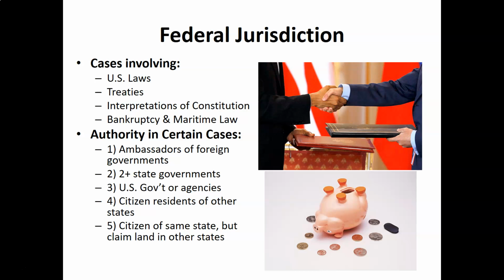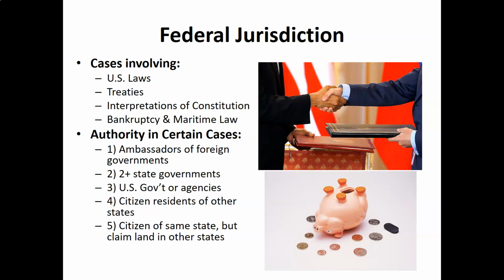All right. Now, they have authority in certain cases. So if you have ambassadors of foreign governments, that's federal jurisdiction. Also, if there are cases dealing with two or more governments, so there isn't a bias towards one or the other, the federal government steps in. They also deal with anything involving the U.S. government itself or agencies that are part of the U.S. government.